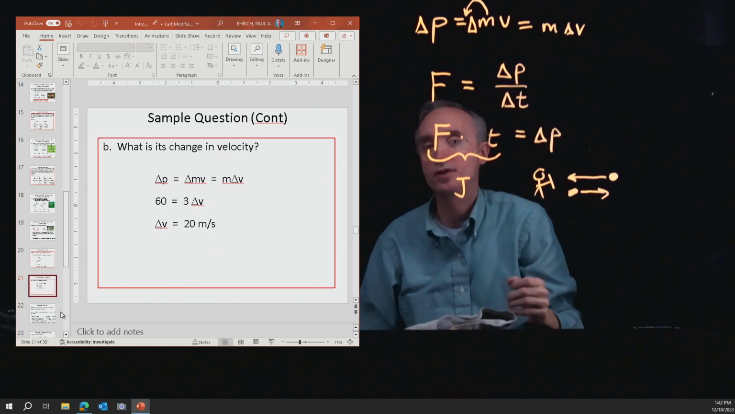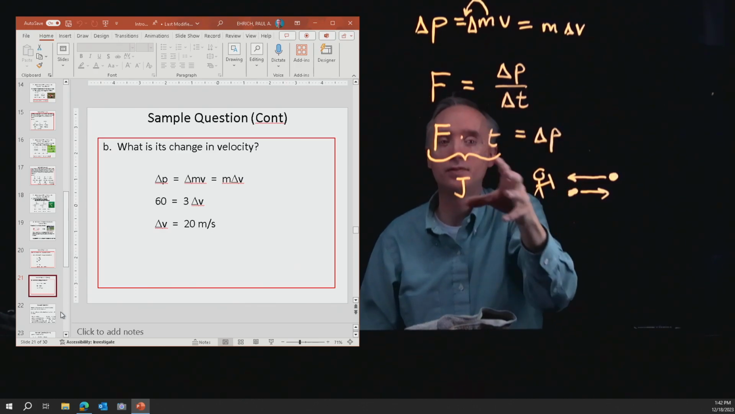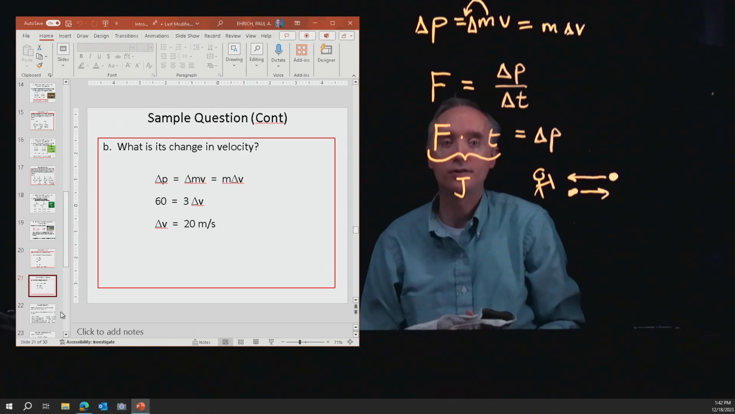Well, we know what the change in momentum is, that's the 60. We know what the mass is, that's going to be 3. And so solve it for delta v and you get 20 meters per second. So these are pretty easy questions that I think you ought to be able to do on the exam.